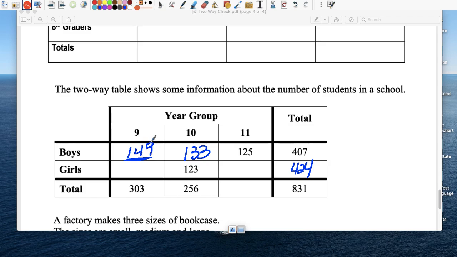Right, so once we fill one, the rest is super easy. So now how do we find this number? We do 303 minus 149, gives us 154. We can go across to find this number here, right? So 154 plus 123, it's going to give us 277, plus 125, right? And we get 402. Just double check, make sure that going this way and going this way add up to 831. I don't know if I did something wrong here. 303 plus 256 plus 402, 961. Okay, what the heck?